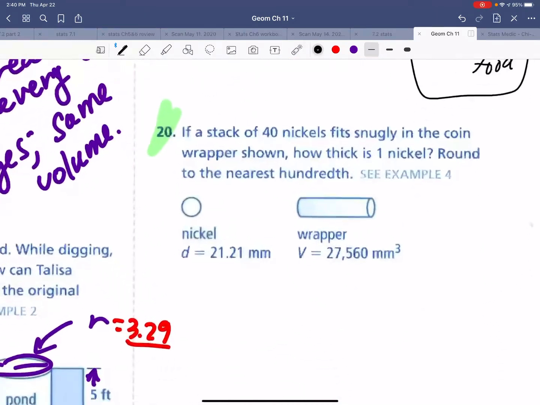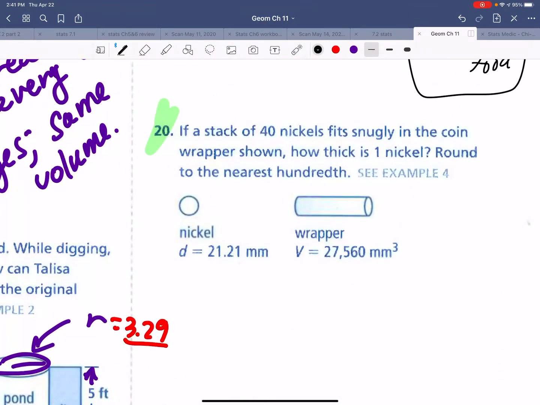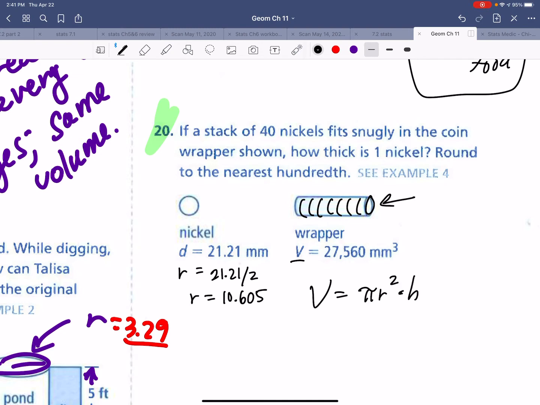20. If a stack of 40 nickels fits snugly in the coin wrapper, how thick is 1 nickel? Okay, so there's my nickels in here. 40 of them, in fact. The diameter, we don't want that, right? We always need our radius, so I'm going to divide that by 2. Okay, so the volume of our wrapper is a cylinder. The area of my base, which is a circle, times however high, or in this instance long, because I laid my cylinder on its side, I stacked those circles, literally stacking the circular nickels.